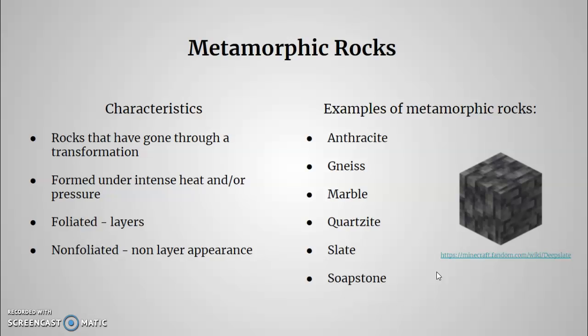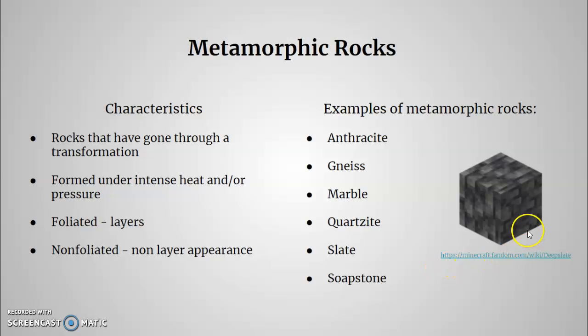Metamorphic rocks are rocks that have gone through a transformation or a change. Metamorphic rocks are formed under intense heat and or pressure. And if you see a metamorphic rock with a lot of layers, it's known as foliated. And if it has a non-layer appearance, it's non-foliated. Some examples of metamorphic rocks are anthracite, gneiss, marble, quartzite, slate, and soapstone.